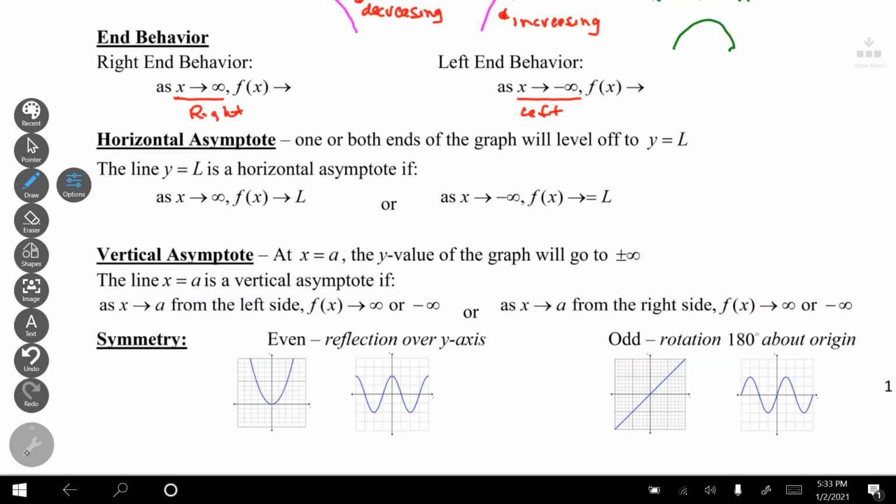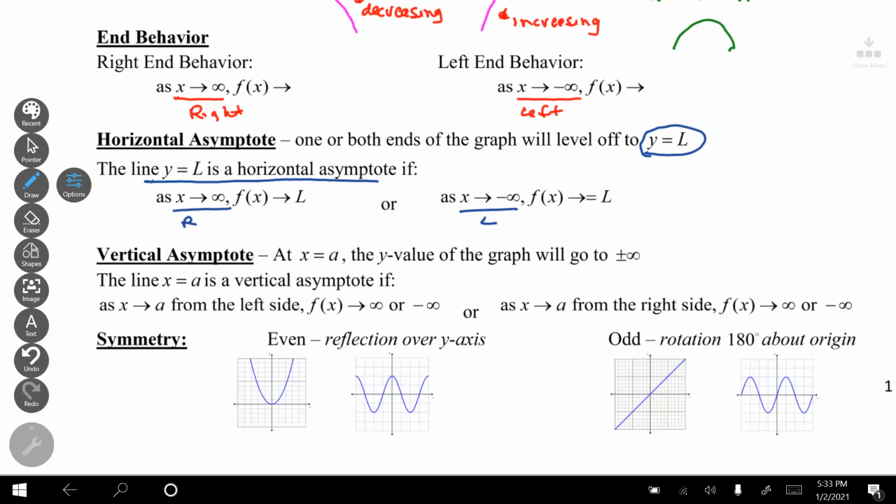If one or both of the ends level off to a horizontal line, let's call this line y equals L, then that's a horizontal asymptote. That means the farther I go right or the farther I go left, I'm going to get closer and closer to a horizontal line.